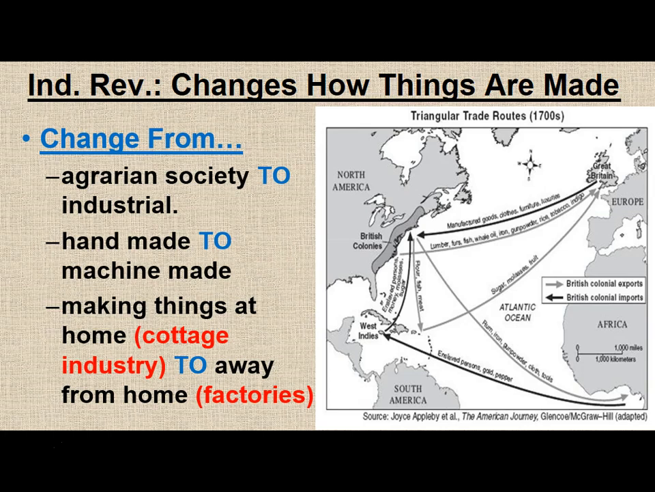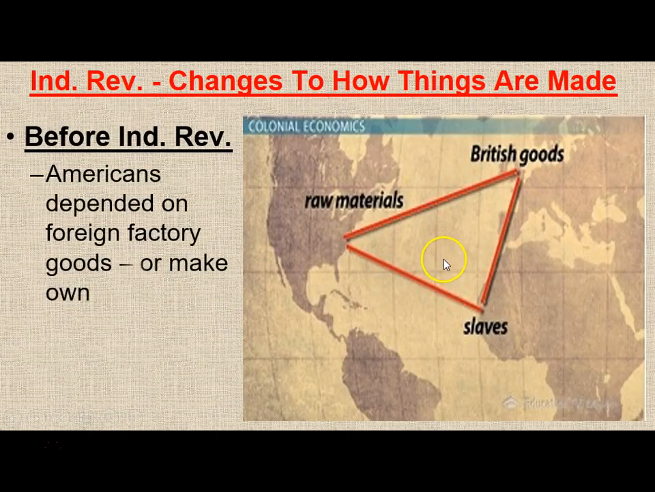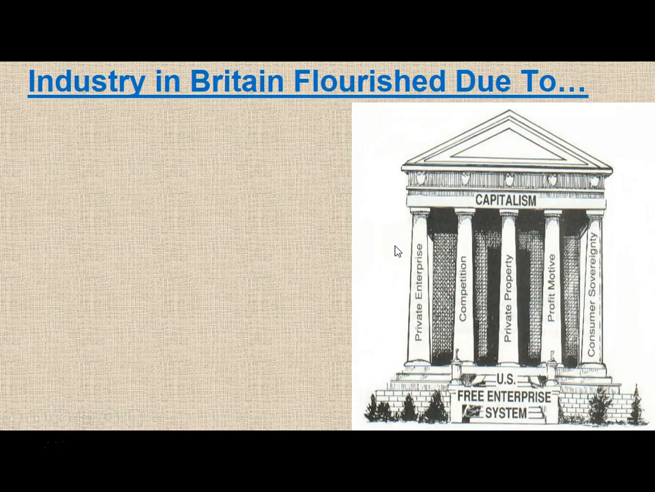Once the Industrial Revolution hits, then, of course, these cottage industries are moving into factories. This is occurring in Britain. It's going to happen in the United States, where everything is made in one particular spot and the workers go to that particular spot. And so Americans are really dependent on these raw materials from Great Britain and manufactured items. Or you just make your own and you do without. Make your own, one of the two.